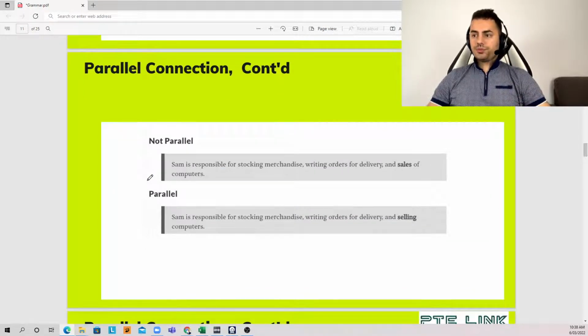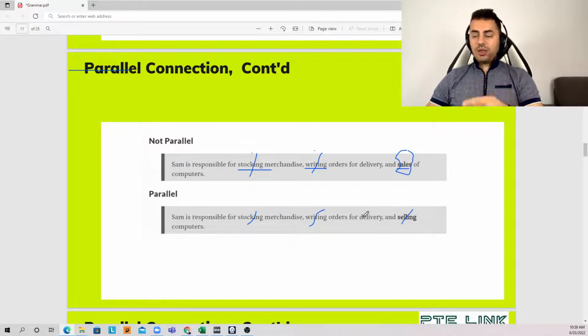Another example. "Sam is responsible for stocking merchandise, writing orders for delivery, and sales of computers." Wrong. Why? Stocking, okay. Writing, okay. So present participle, like the verb with -ing. Those two verbs must be in parallel with another verb here. You can't just put "sales of computers." It doesn't work. You are breaching this rule. So the correct answer will be stocking, writing, and selling.